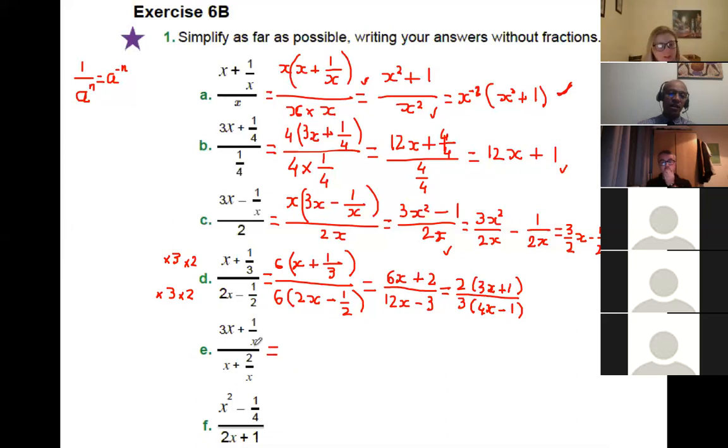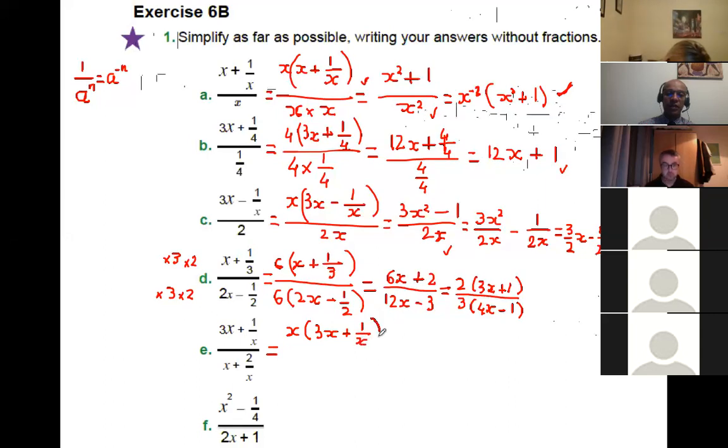In here, actually E is easier than D because you only need to get rid of the X by timing by X the top. And do the same at the bottom. We'll get rid of the fraction where you've got an X there. X plus 2 over X.